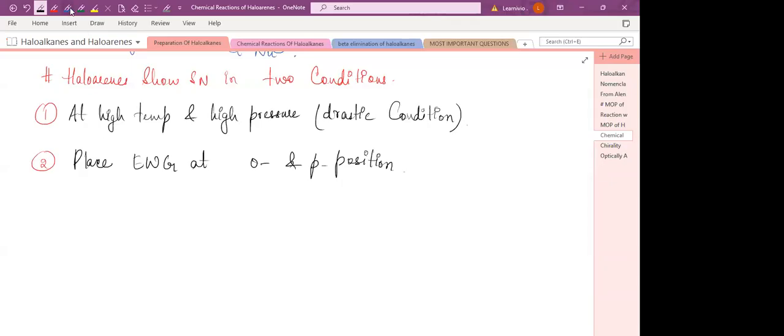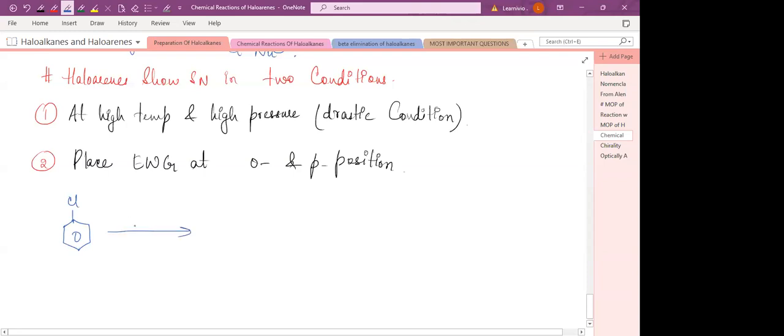So see, for example, when I take chlorobenzene, and in drastic conditions, like in the presence of sodium hydroxide at 623 Kelvin, high temperature and high pressure, can you please tell me the name of this reaction? I think we have done this in the previous class when we were discussing the chemical reactions of haloarenes.